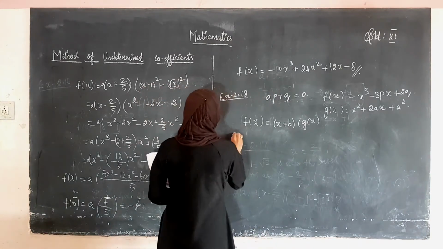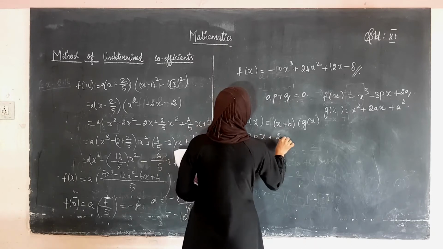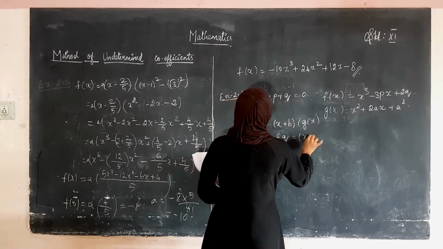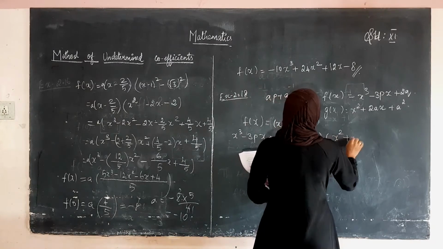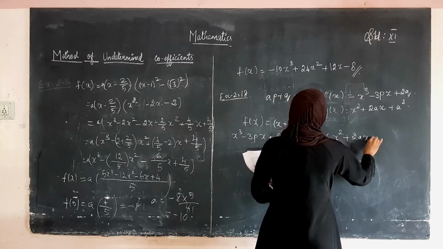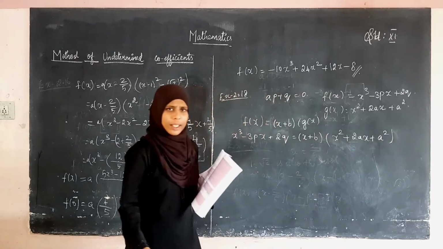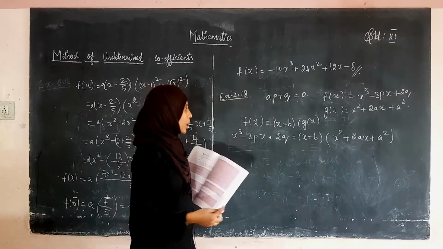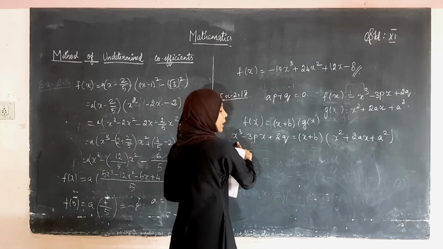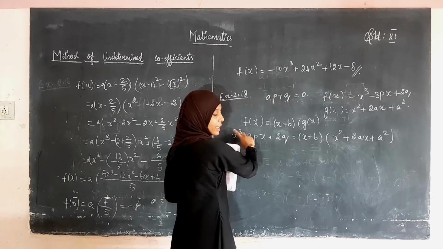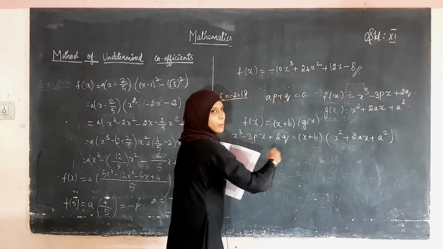So, what is f of x? x cube minus 3px plus 2q is equal to x plus b into what is g of x? x squared plus 2ax plus a squared. See, why are we writing here x plus b? Why can't we write just b alone? Because see here, the highest degree of this is 3 and the degree of this is 2. So, when we equate, it will tally.